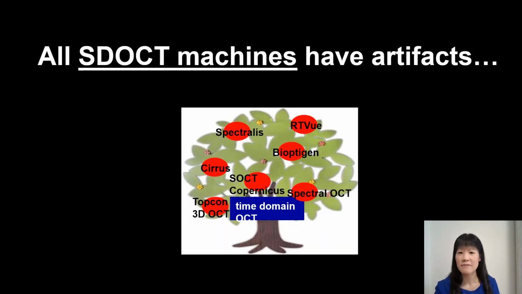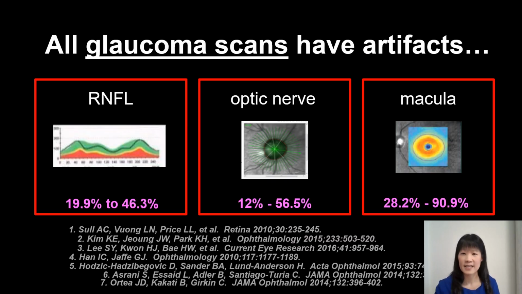So with that note, we're going to go into the bad things about OCT, when the OCT test fails us in the clinic. Now, this is called OCT artifacts. So whether you have a time domain OCT machine or everybody now has spectral domain OCT and swept source machines, all OCT machines have artifacts.